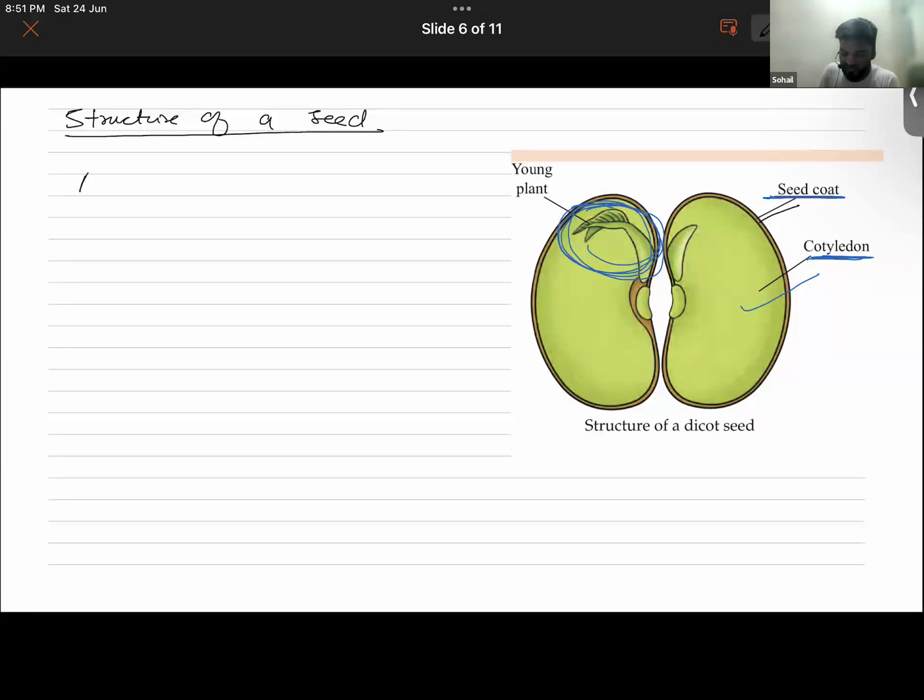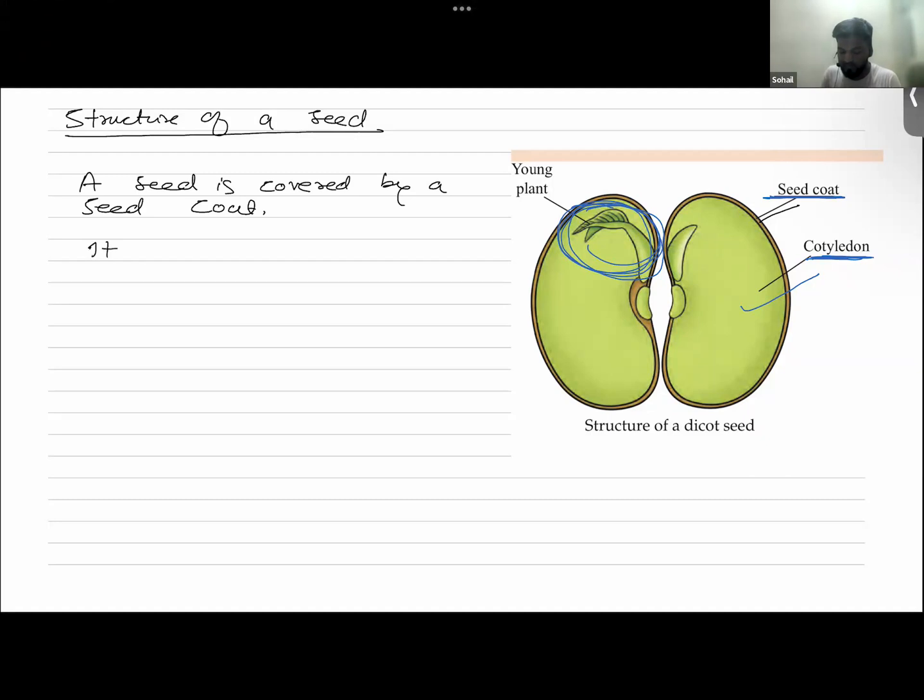So the first thing we say is that a seed is covered by a seed coat. Now what does this seed coat do? It protects the seed. All right. Now inside the seed coat, seeds have fleshy seed leaves and they are called cotyledons.